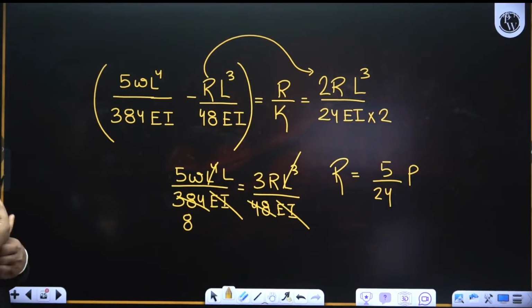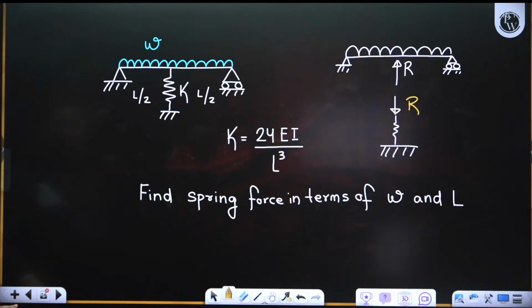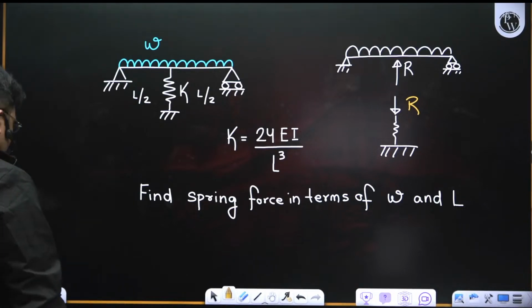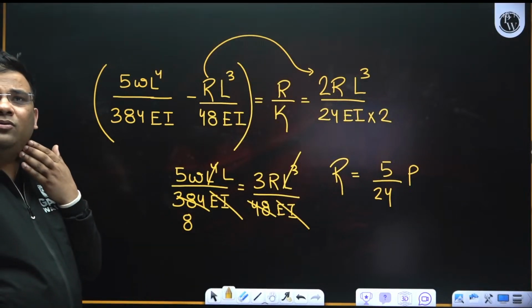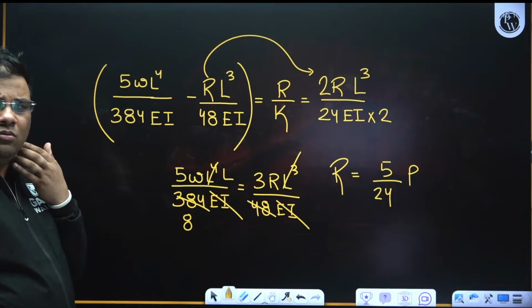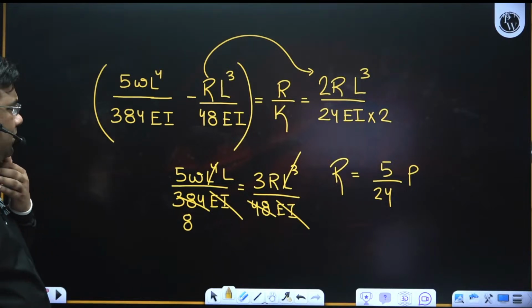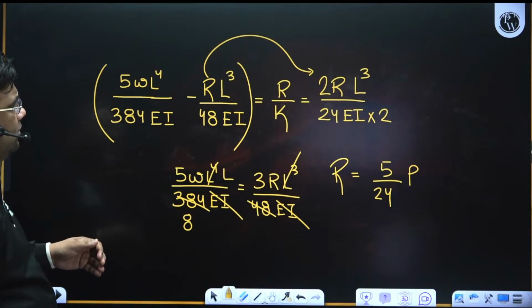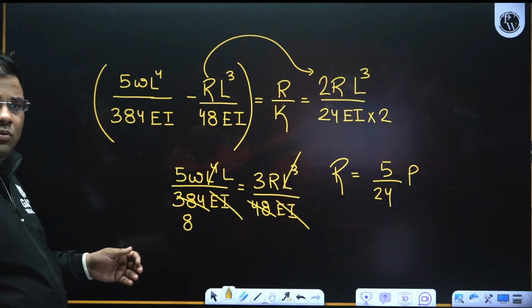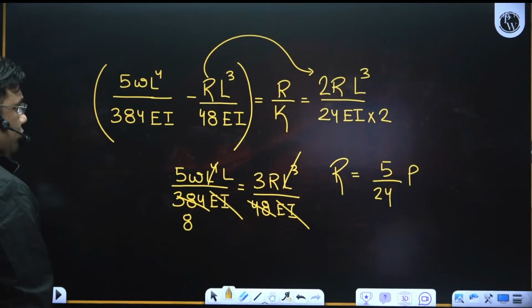Sir, it should be L by 2. What is L by 2? Why L by 2? What is your exact doubt? L by 2, P on the half length. For the spring, why would it be L by 2? Why will it be L by 2? What is your exact doubt?